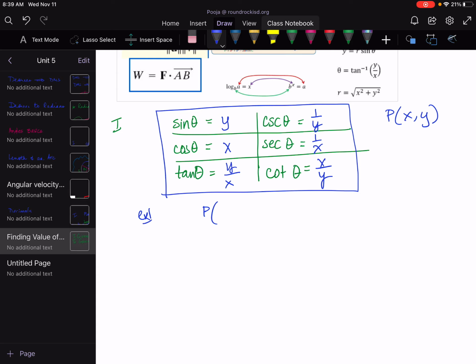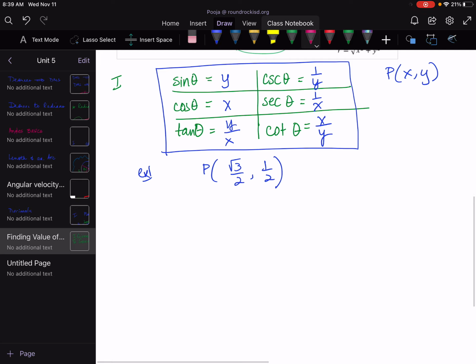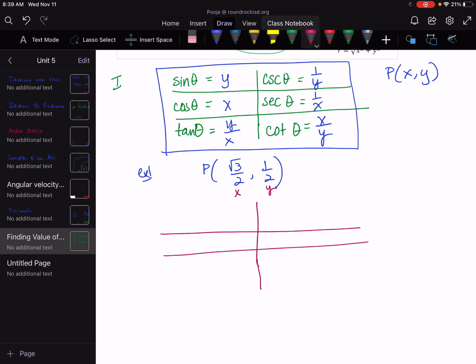So let's say we are given a point, root 3 over 2, comma, half, and I have to find all 6 of these for them. Register in your mind, this is the x coordinate and this is the y coordinate. Using the formulas above, I should be able to calculate them. Cosecant, secant, and cotangent. All right. If you see above, sine is equivalent to the y coordinate. Y coordinate here is half, so this was simple, easy peasy. Cosine of theta is equivalent to x coordinate, so I get that as well.